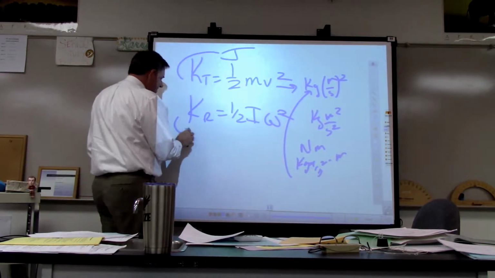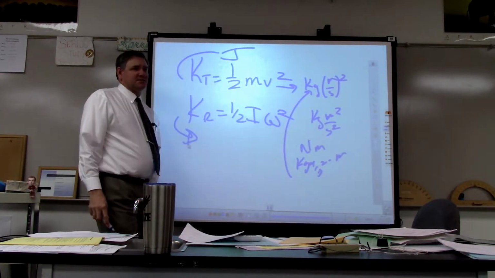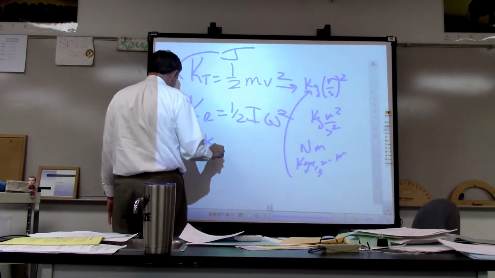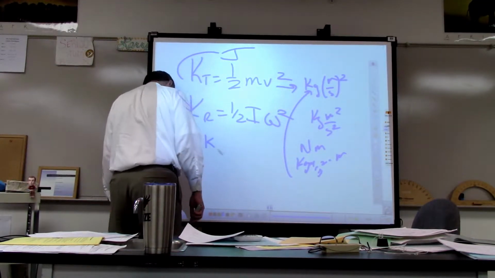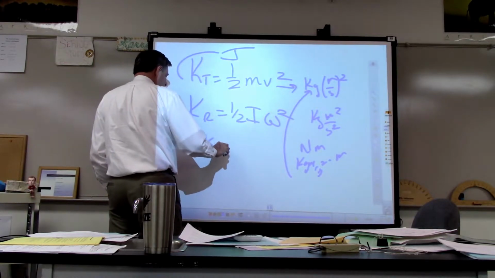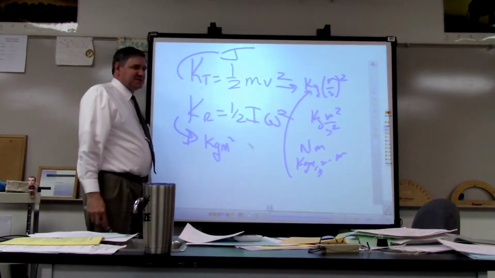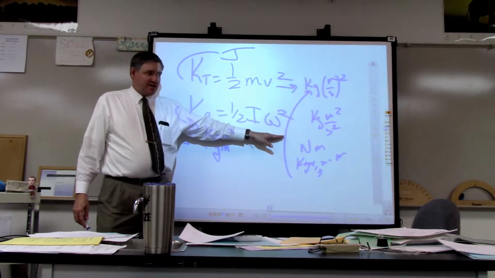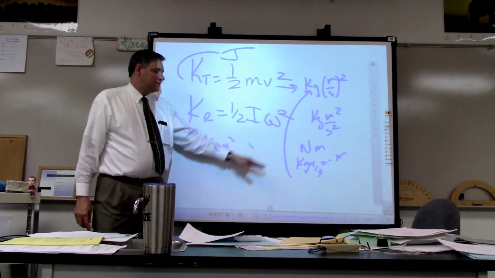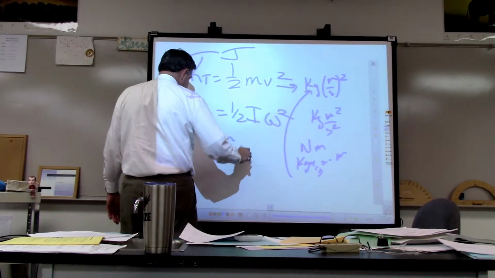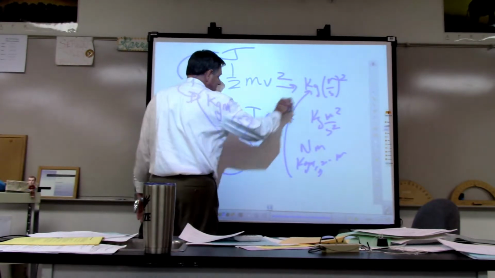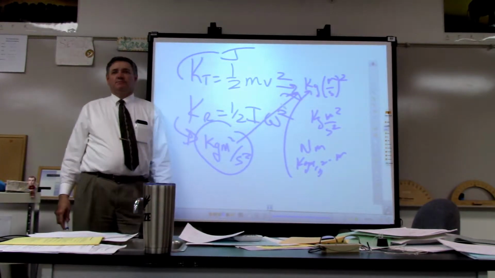Now, rotational kinetic energy, what's I measured in? How about kilograms meters squared? Because it's mr squared, right? Then you have omega, which is measured in radians per second. But that gets squared, we drop out the radians, so we get kilograms meters squared over second squared, which is the exact same as joules.